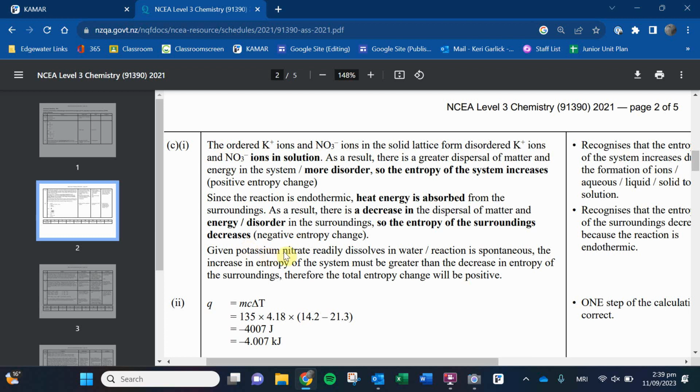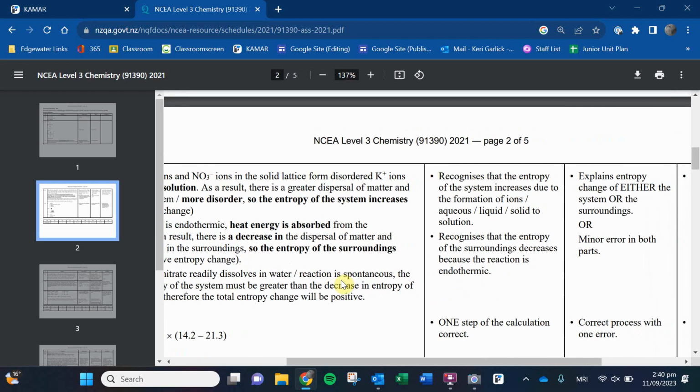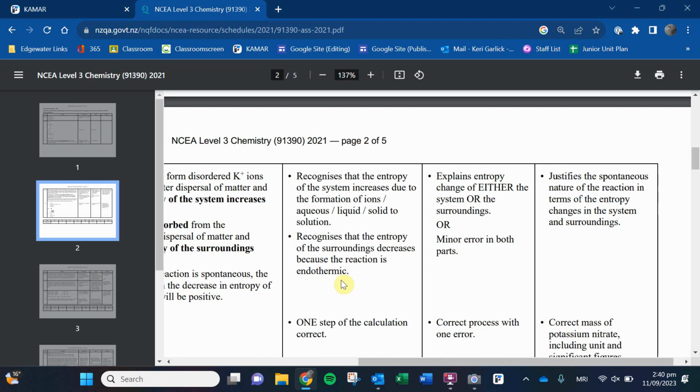But given that potassium nitrate is a spontaneous reaction, there must be more entropy and disorder in the system than what you lose from the surroundings. So the net balance is that the entropy is positive. So more disorder overall in our system. And then if you use Gibbs free energy, that is then kind of explaining the balance between the two. So the enthalpy decreasing means that the surrounding is more ordered, but the inside is more disordered.